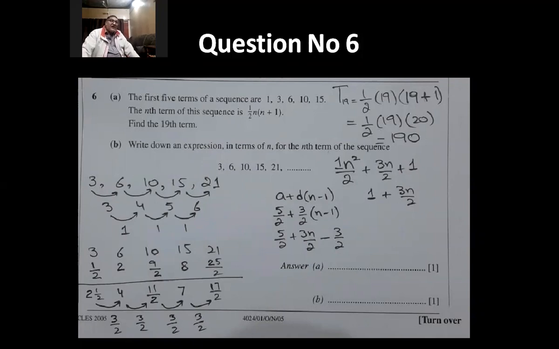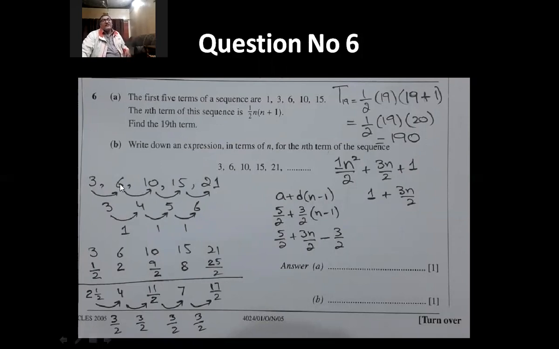Then part B says write down an expression in terms of n for the nth term of the sequence. The sequence is 3, 6, 10, 15, 21, and so on. Let me show you how I do this and what the technique is. There are two methods of finding the nth term of this sequence, and let me explain both procedures. The sequence given to us is 3, 6, 10, 15, 21.